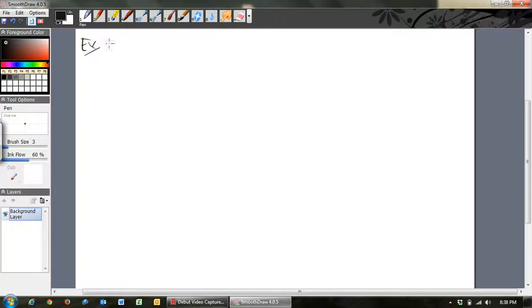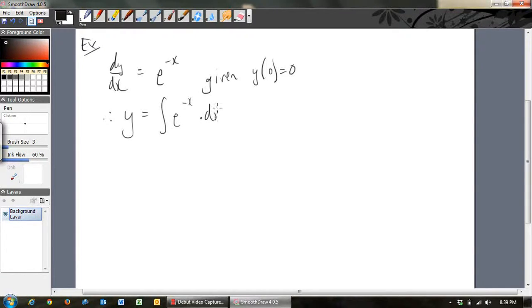So let's do this. dy/dx equals e to the negative x, and given y(0) equals 0. So a nice little initial condition there. Makes it easy when you've got a 0 in there. Okay, so first derivative is equal to that, therefore y, the solution, will be the integral of e to the negative x dx. Okay, what's that equal to? Well, that's just equal to e to the negative x, but we need to divide by negative 1 now, so it'll actually be negative e to the negative x plus c. So there's your general solution there.